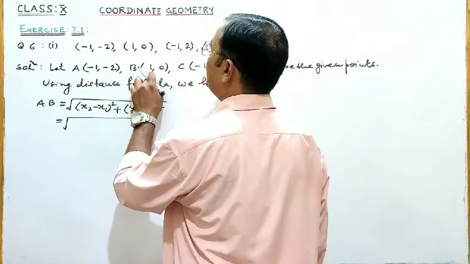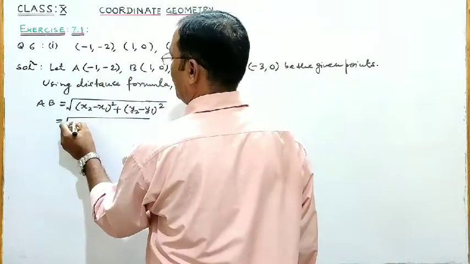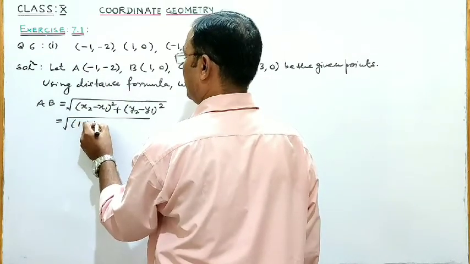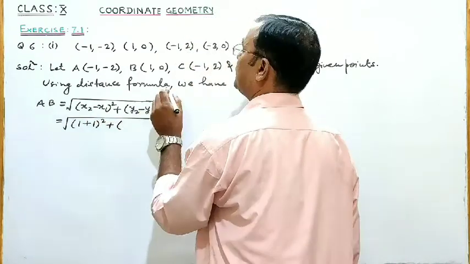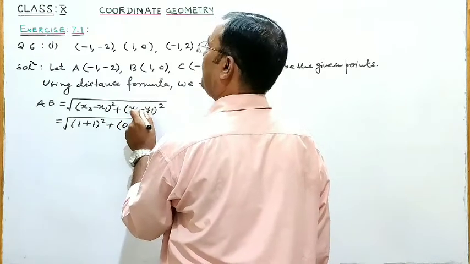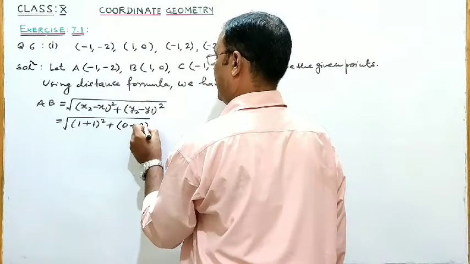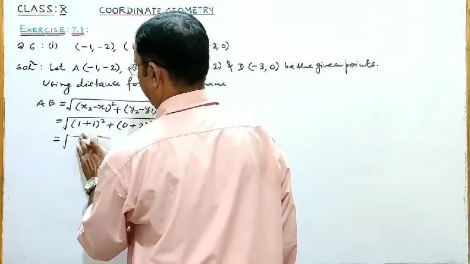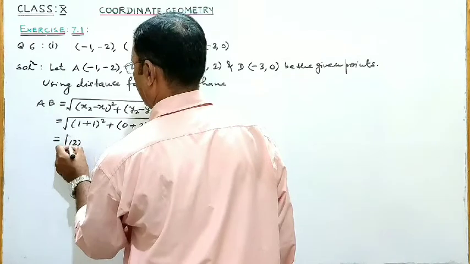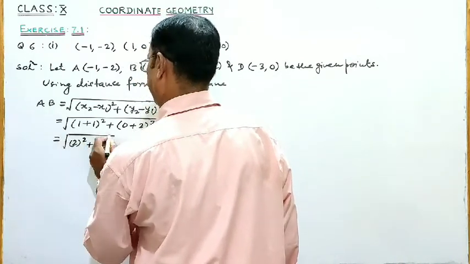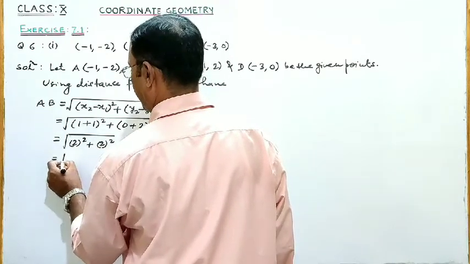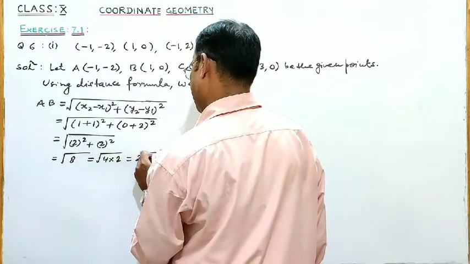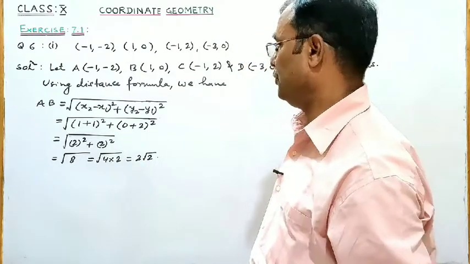x2 minus x1, x2 is 1, x1 is minus 1. So 1 minus, in the formula x1 is minus 1, so minus minus 1, plus 1 whole square plus y2 is 0, minus in the formula y1 is minus 2, so plus 2 whole square. 1 plus 1, 2 square, plus 2 square, equal to 4 plus 4, 8, which you can write 4 into 2 and 2 root 2. We have got AB, 2 root 2.